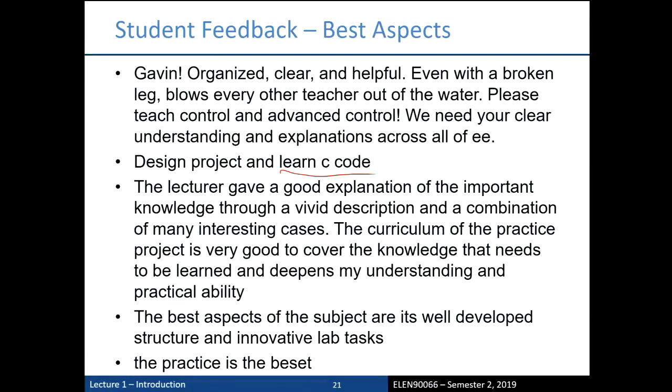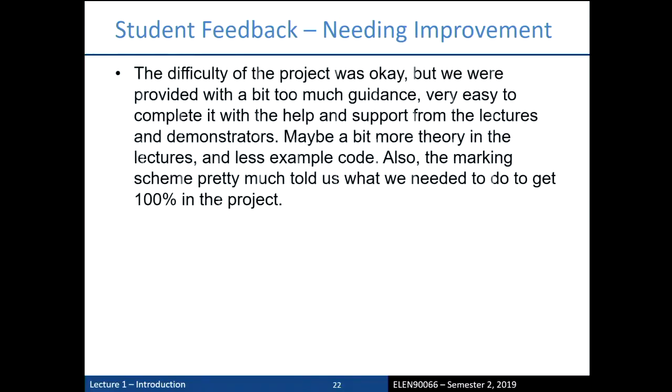I don't know. Okay, so what did people say needed improvement from the old version of the subject, if you like? The difficulty of the project was okay, but we were provided with a bit too much guidance. Very easy to complete it, so they said very easy, it was okay. They wanted more theory. All right, we're giving you theory. And less example code. Also, the marking scheme pretty much told us what we needed to get 100% in the project. So the marking scheme is very different from last year, firstly. More theory. Okay, they asked for it, you get it.